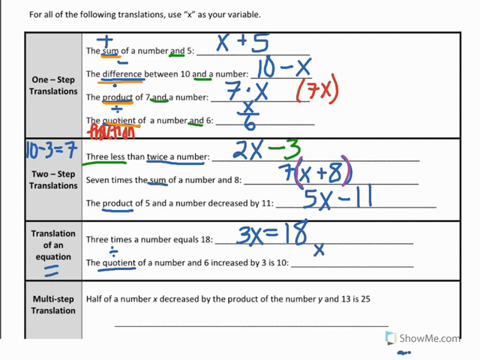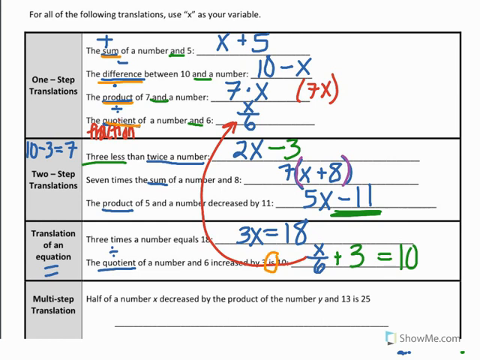So if we have our quotient of a number and 6, just like what we did up here, quotient of a number and 6, is increased by 3. So notice what we did with our decreased by, we subtracted 11. Now we are going to add 3, increased by 3, is 10.